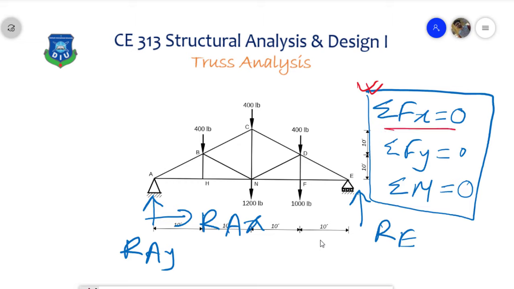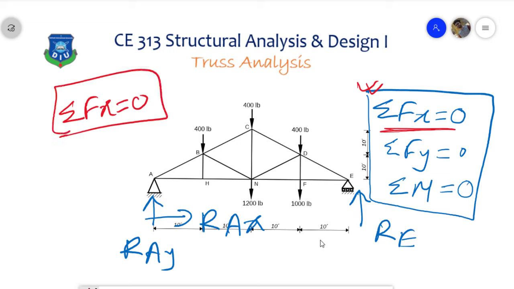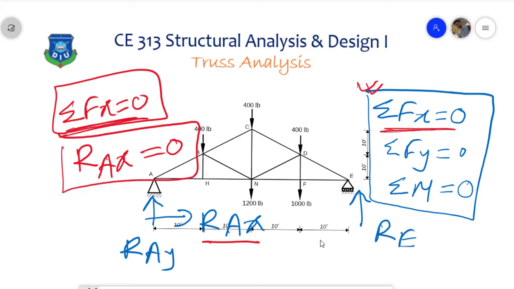So let's apply the first formula. If I take summation of Fx equal to 0, what will I get? There is only one force, that is RAX, in the x direction, and in the positive x direction, right? So RAX. And I find no more forces in the x direction. So that is why RAX is equal to 0, because the summation of Fx should be equal to 0. If there exists any force in the x direction, say at point D, if there is any force like 400 or anything like that, then we would consider the force in this formula. So in this case, RAX is equal to 0.